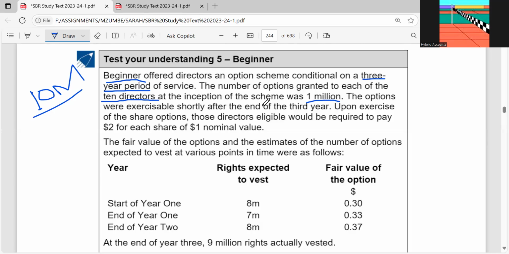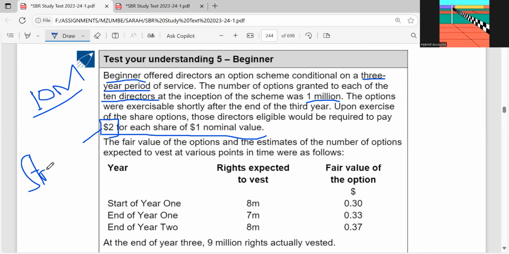Upon exercise of the share options, when you have an option, you have the right to purchase something, or sell something. In your case here, you purchase. You have the right to purchase something at a given price, so you choose. If you see it benefits you, you buy. If it doesn't benefit you, you let it lapse, you just leave it. Those eligible directors would be required to pay $2 for each share of $1 nominal value. This is the price of the share option. It is called the exercise price or the strike price.